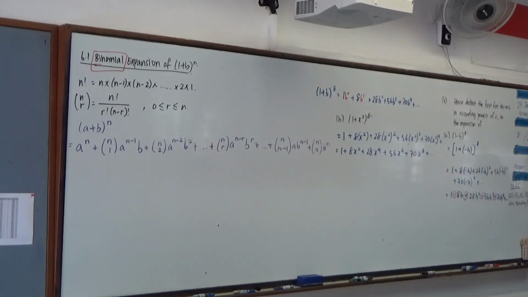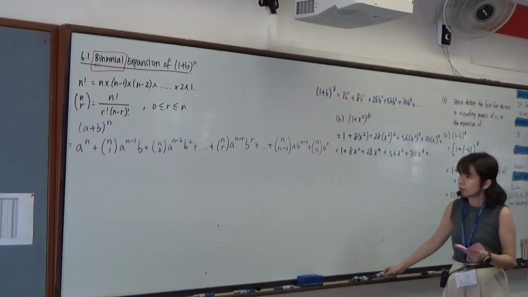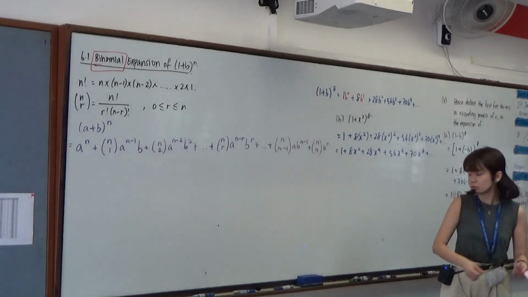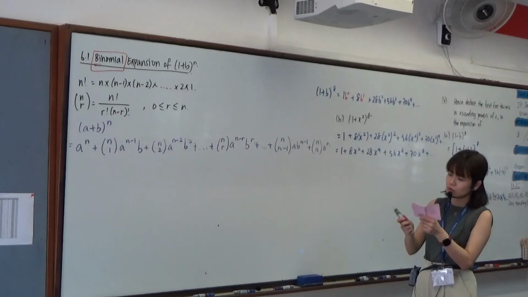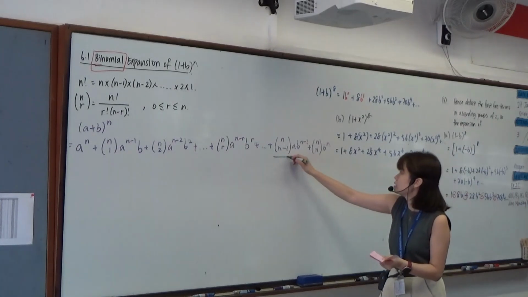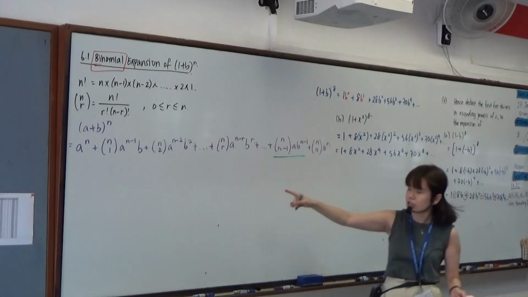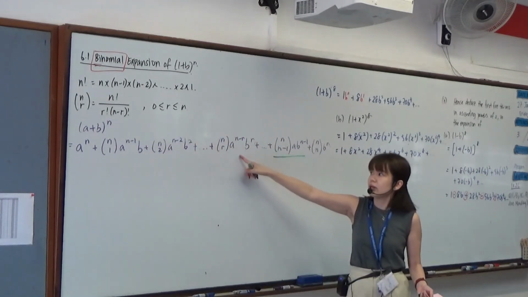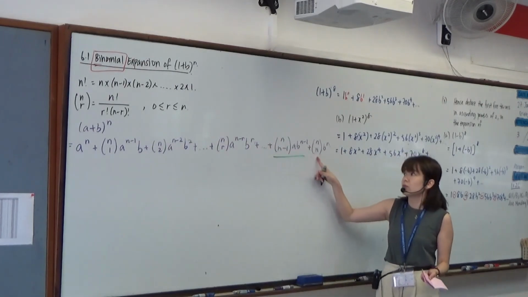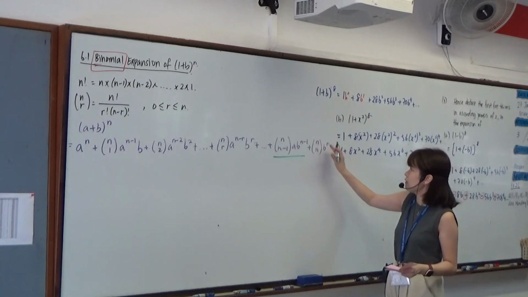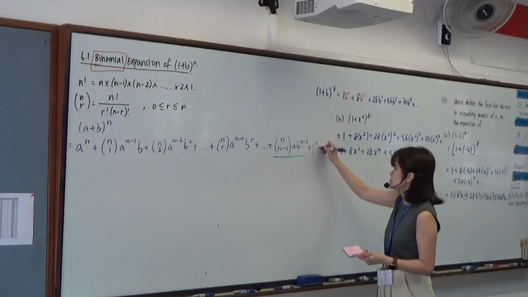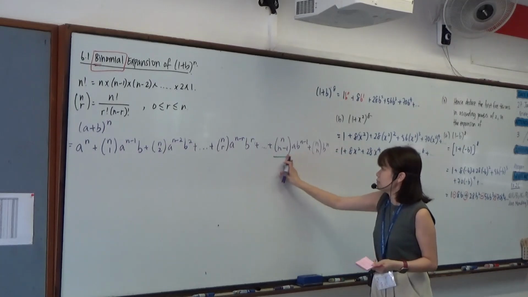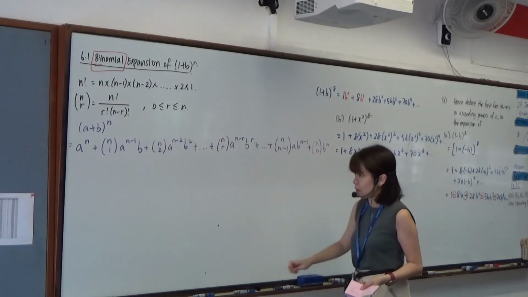In your formula list, I want to highlight to you that they actually don't give you this section here. So they give you from a to the power of n all the way to n choose r, then all the way to, they will stop at b to the power of n. So let me just write for you what is in your formula list.